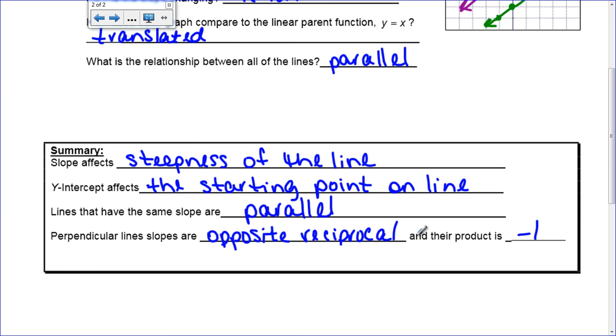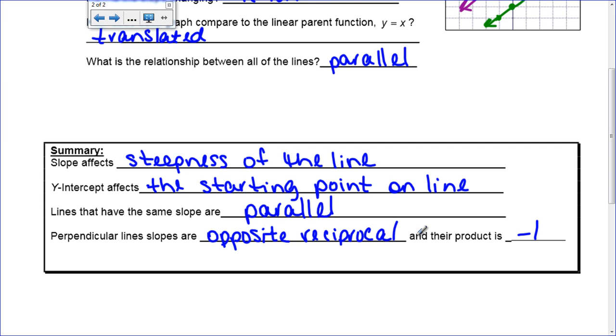So here's the thing you need to get. If I change the slope, it changes the steepness of my line. If I make the number bigger, it makes my line steeper. If I make the number smaller, it makes my line less steep. The y-intercept moves the graph up and down. It translated. So if I take the y-intercept and I make it bigger, it translates my graph up. If I make it smaller, it translates my graph down.